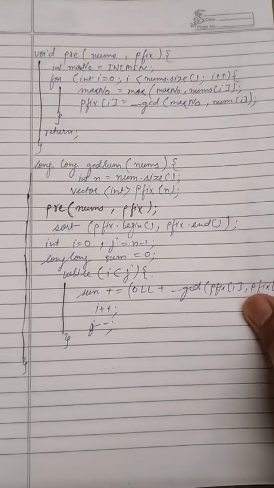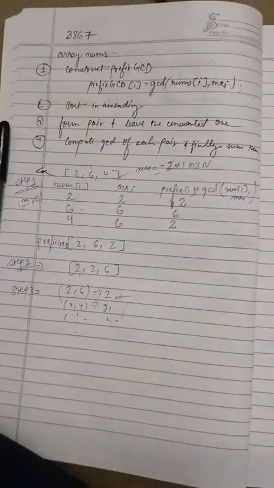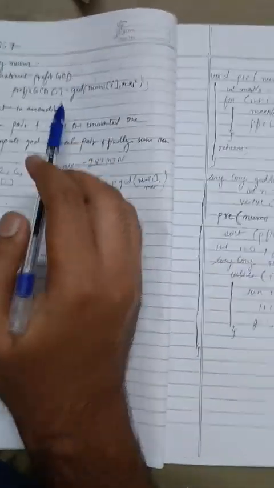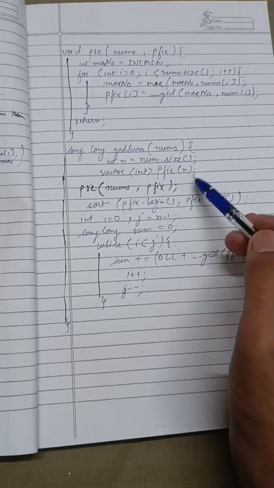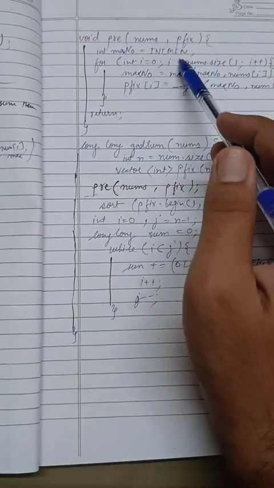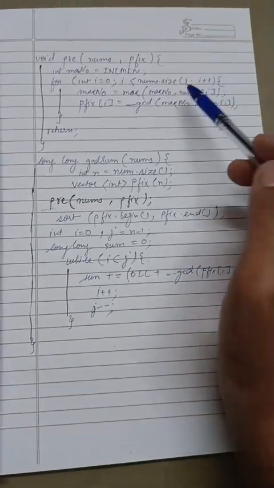Let's see the dry run of the code. As the steps are given, I have done it so. Let's say, see, first is the part of computing prefix GCD, right? So what I have done here, I have called the function of pre. So see, it's the simple implementation, right?